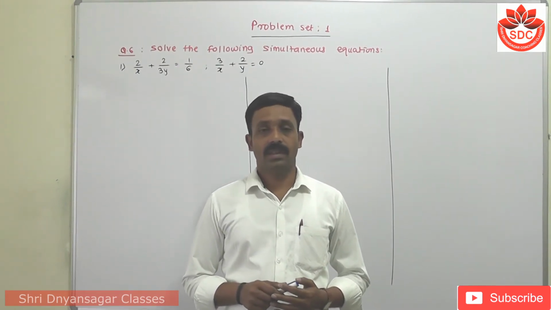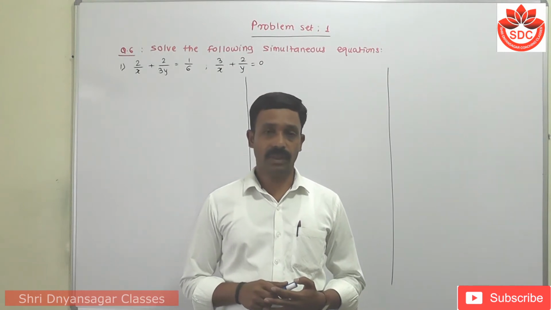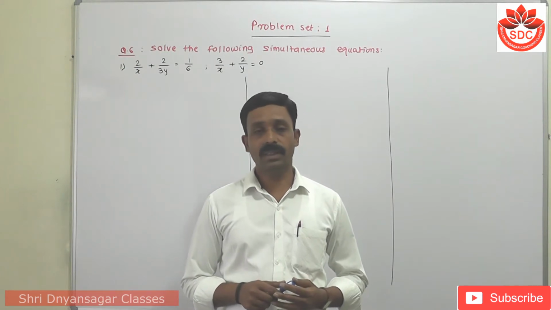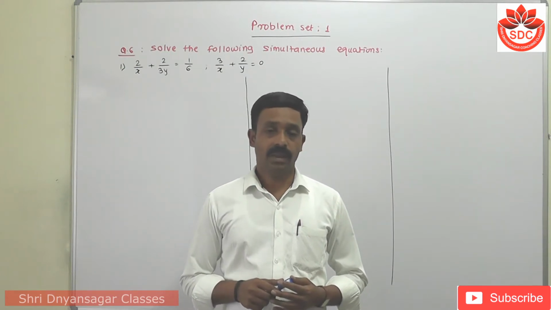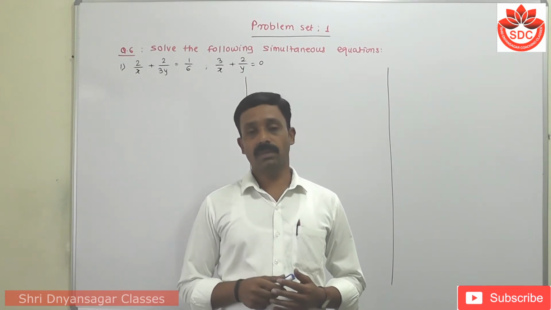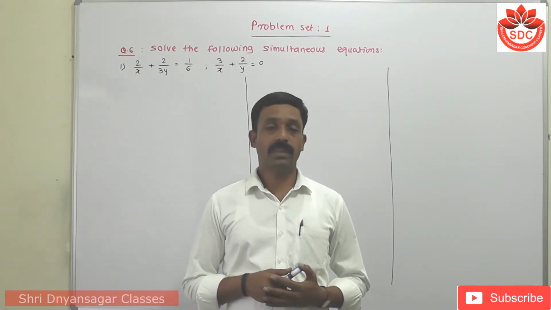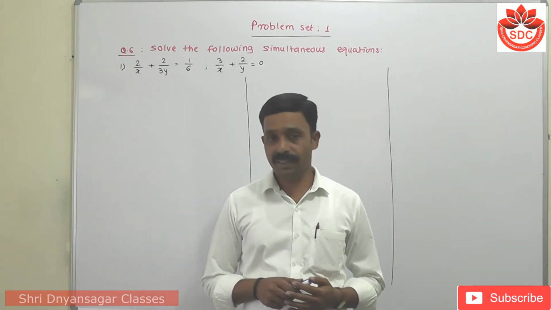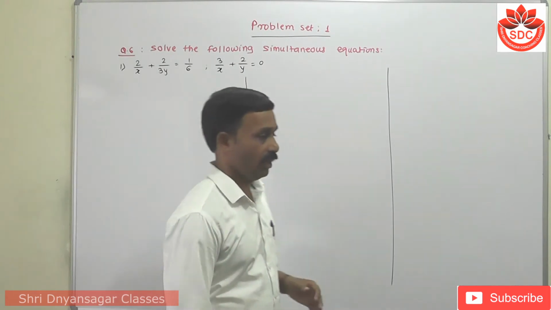Students, today we take the next questions of the problem set first of math. The chapter is linear equations in two variables. Now the next questions are the reducible examples. We take the first question, question number 6. Let's see the first question.